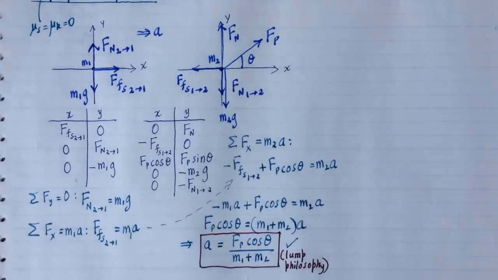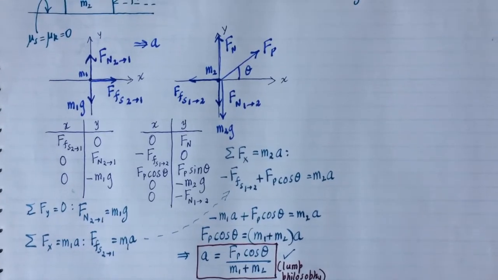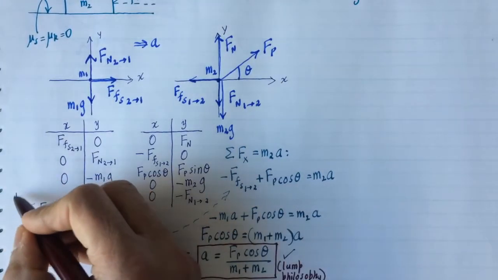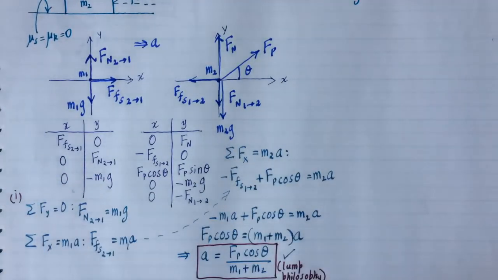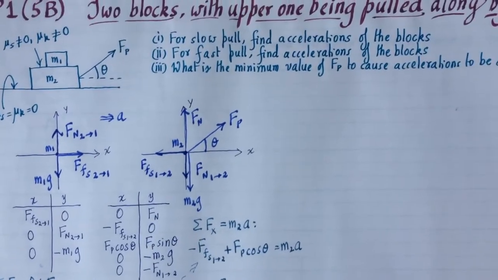Okay, now let's try the second. That's the first part of the problem. The second part of the problem is what happens when the pull is not slow. What if it's fast?